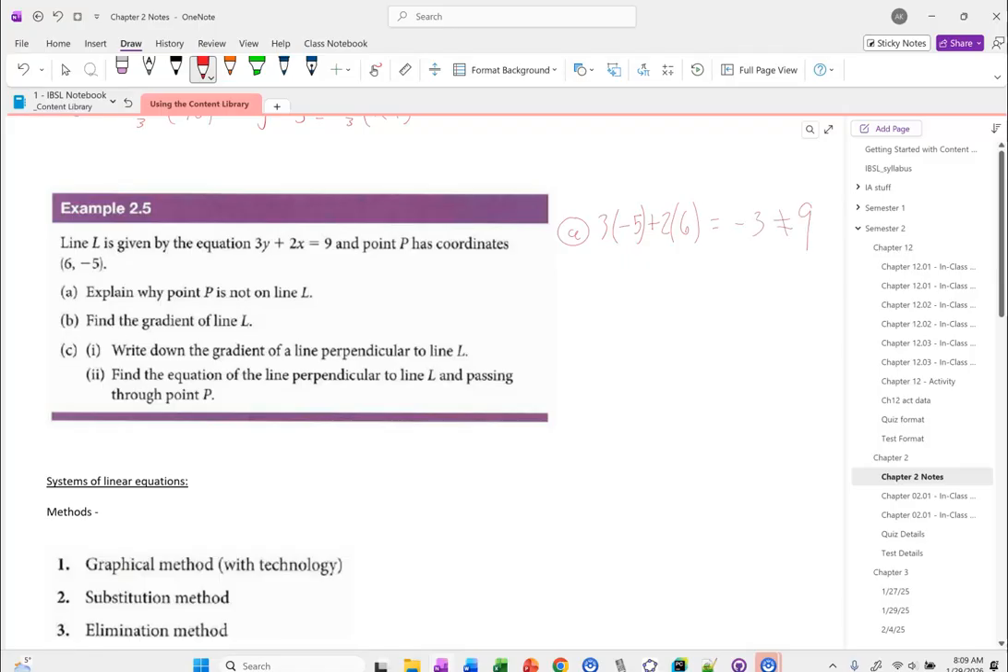I plug the point into the equation, I should get 9 if the point's on the line, right? I plugged in, I got -3, not 9. Easy, right? Again, a point has to satisfy the equation for the line. The point's not on the line, so it doesn't satisfy the equation. Easy peasy.